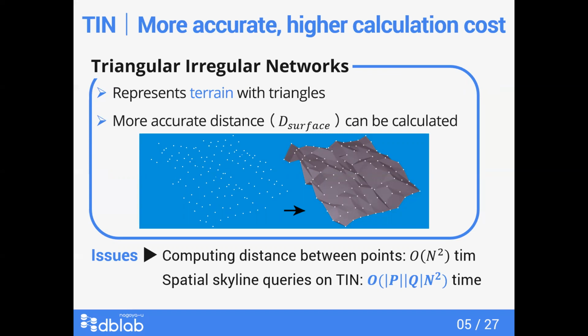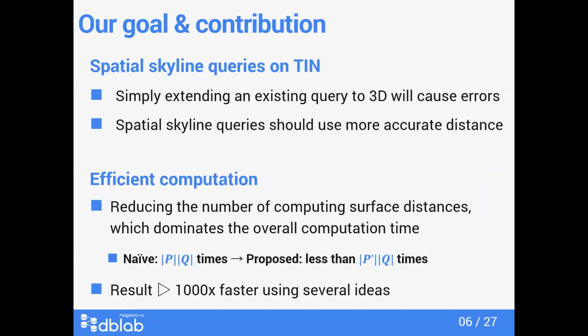Furthermore, if we directly apply the distance on TIN to the spatial skyline query, this calculation will be repeated thousands of times. We cannot afford that. In my research, first, we propose a spatial skyline query based on the distance on TIN in order to make more accurate distance-based queries.